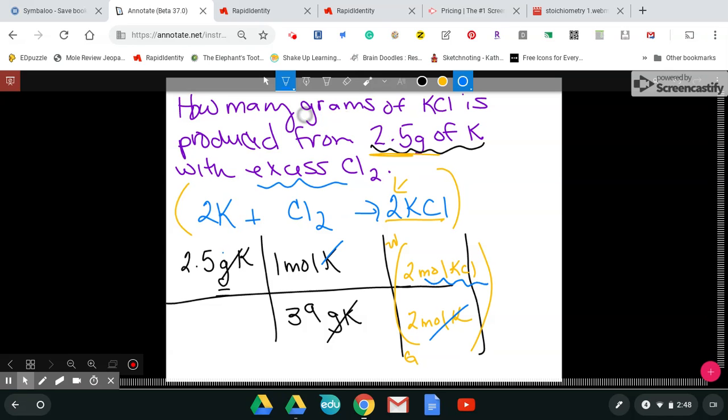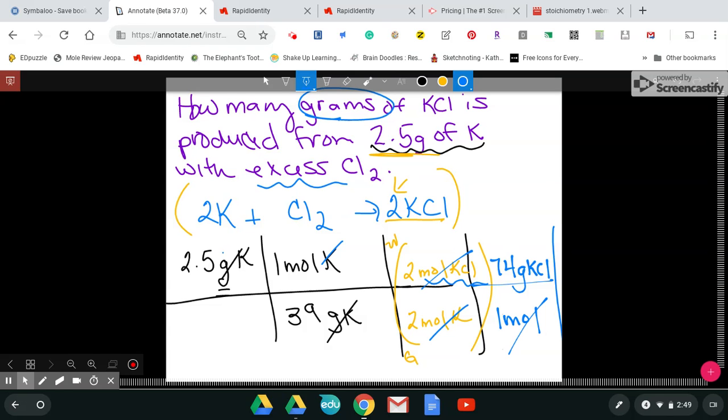My question wants grams, so now I'm going to do my last step. My last step is going to be to convert the moles of KCl to grams. So you get the molar mass, so 39 plus 35. I know I'm rounding. So 74 grams of KCl equals 1 mole. Notice that's gone, and put it all in the calculator.